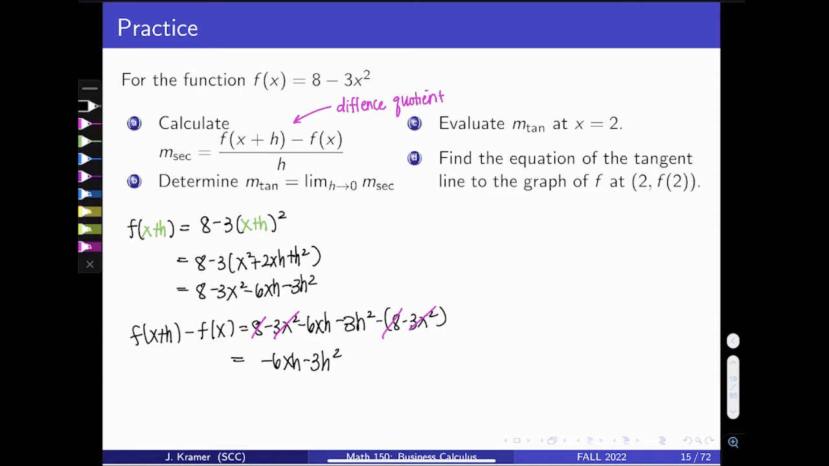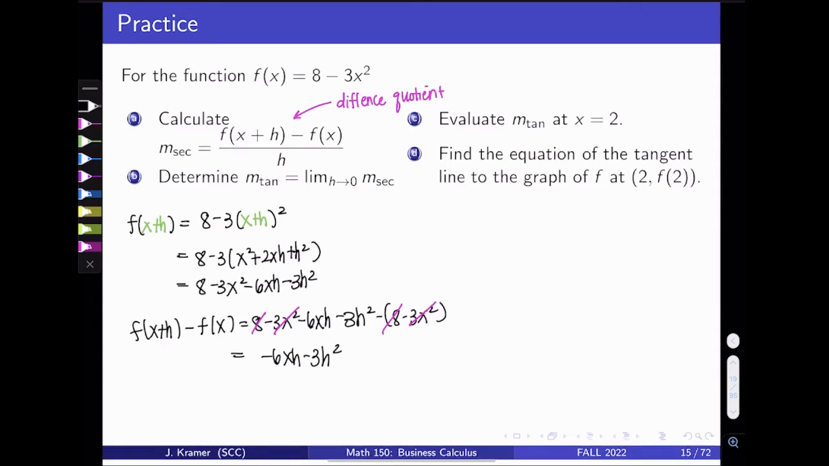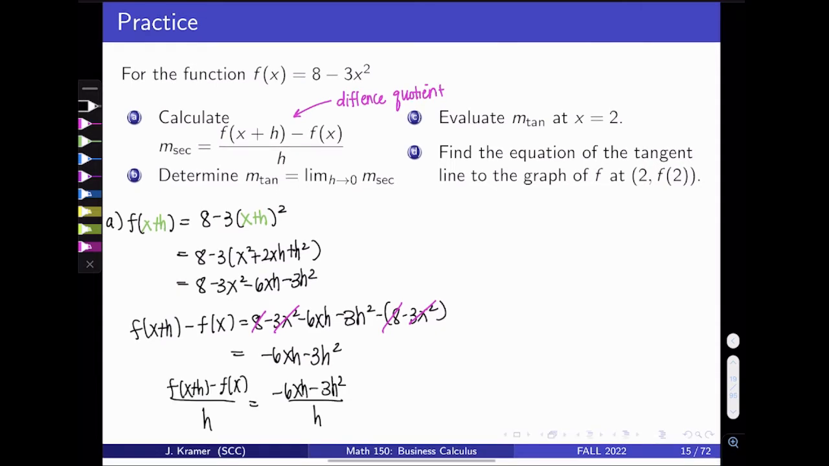Now we'll take that ratio, put it over h, and simplify. So we're looking at negative 6xh minus 3h squared over h. We can factor an h from the numerator. The h's divide, and we're left with the quantity negative 6x minus 3h. That is the slope of our secant. For part B, we'll determine the slope of the tangent by taking the limit as h approaches 0 of the slope of the secant line that we found in part A.